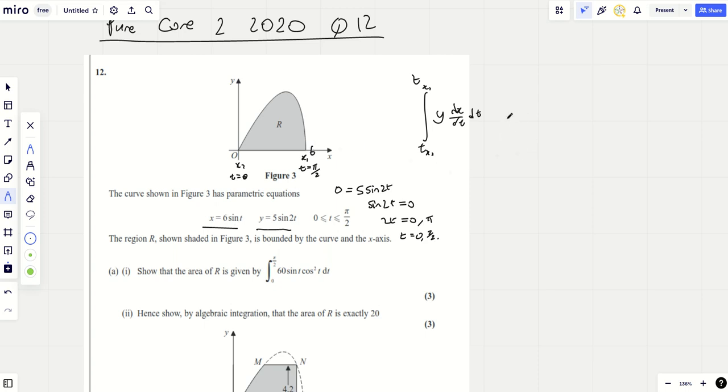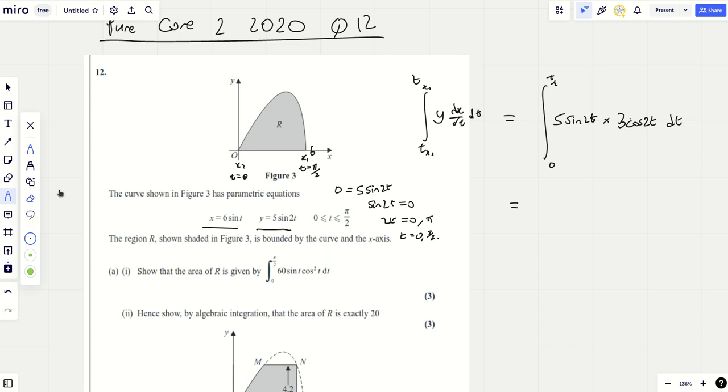Okay, so we're going to just use this formula. The t values are pi over 2 and 0. And we're going to have y, which is 5 sine 2t, and we're going to be multiplying that by dx by dt, which is 3 cos 2t dt. But of course, we've got two double angles here, so we can write this.